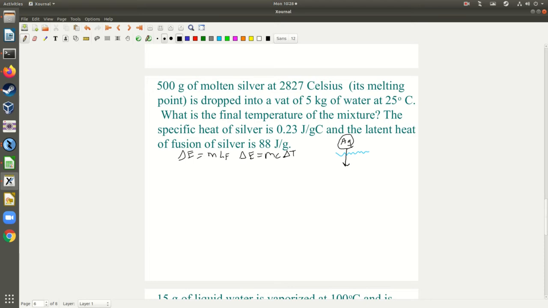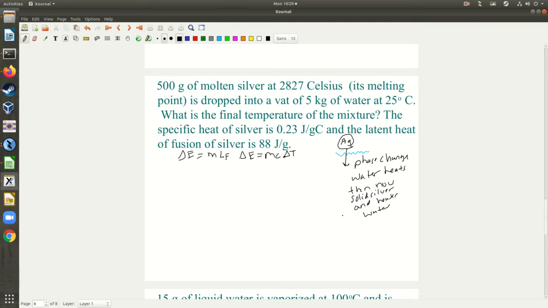It's going to drop into the water, and it's going to go through a phase change, which means that the water is going to heat up, right? Because as it changes from a liquid to a solid, the water will heat up. Then you're going to have two different things. You will have a now solid silver and heated water, basically water that has a higher temperature. And then you have to come to a final equilibrium temperature. Well, how does that proceed?